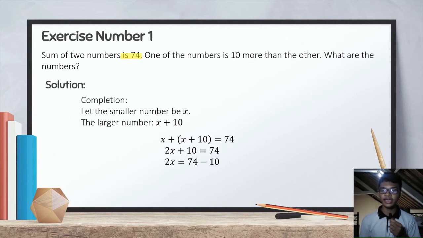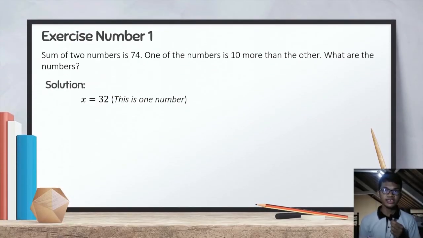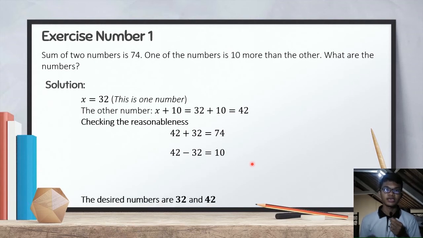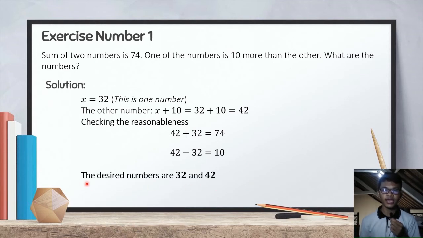Transposing 10 to the right hand side, we get 2x equals 74 minus 10, or 2x equals 64. Dividing both sides by 2, x equals 32. This is one number. The other number is x plus 10, which equals 32 plus 10 equals 42. Let's check the reasonableness. Their sum is indeed 74 as given, and also one number is 10 more than the other. The desired numbers are 32 and 42.